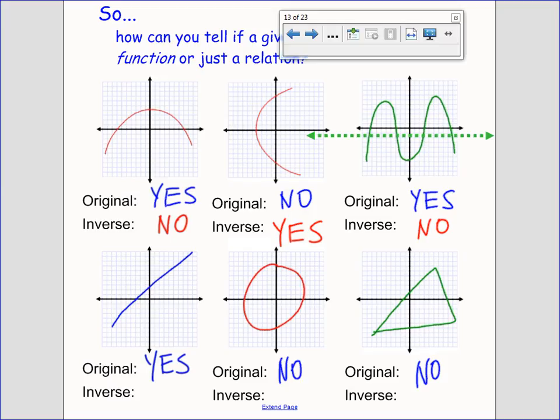Go ahead and decide with your partner on your own, at your desks. Go ahead and determine if the original will be a function. I'm sorry, if the original's inverse will be a function. Be ready to share.